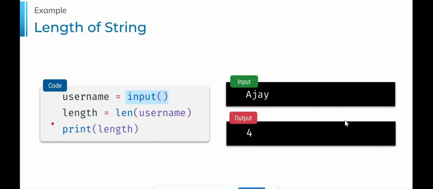When we use len, the length function with open and close parentheses, on the username variable, whose value is Ajay, and print the length, the output will be 4.